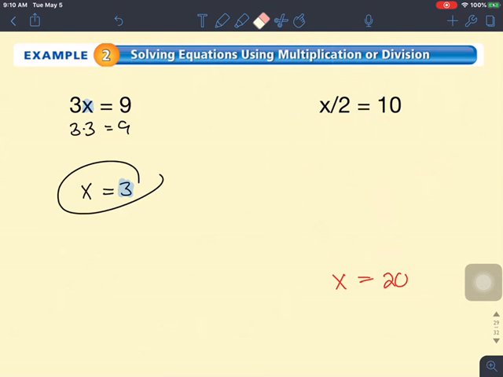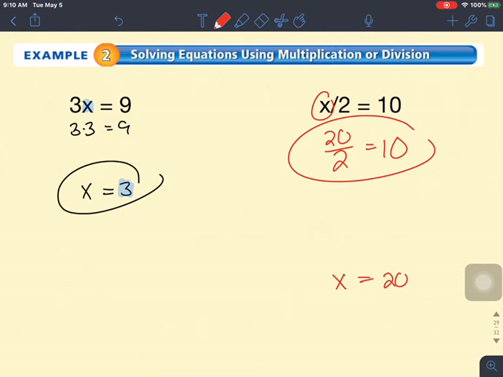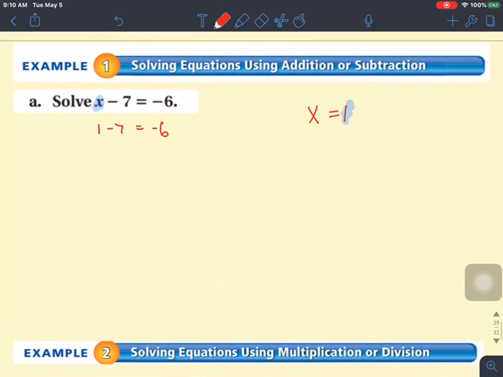We may think we've done everything right, but here's how we know. Again, we're going to plug this back in. x equals 20, so we put that in where x is right here, and that's 20 divided by 2. Is that 10? Is that a true statement? Yes, it is. 20 divided by 2 is 10. So that 20 is correct. That means we have found the correct solution for x. And that is how you solve one-step equations with multiplication, division, or addition and subtraction.